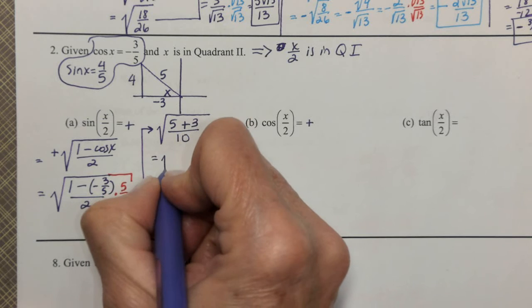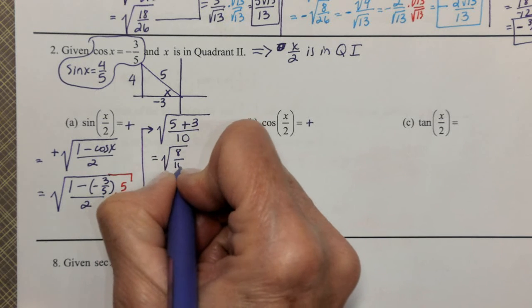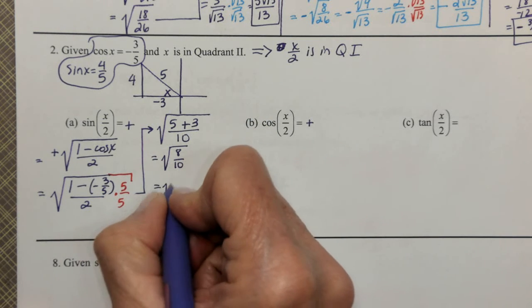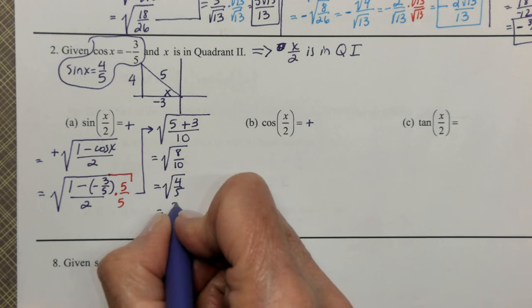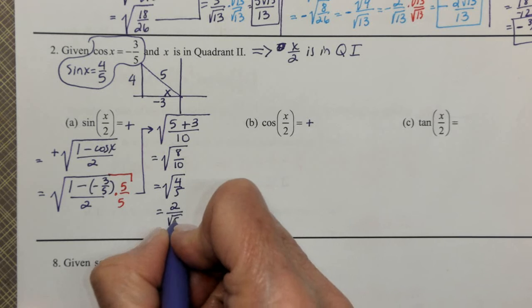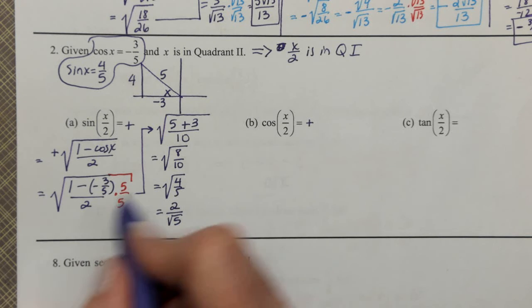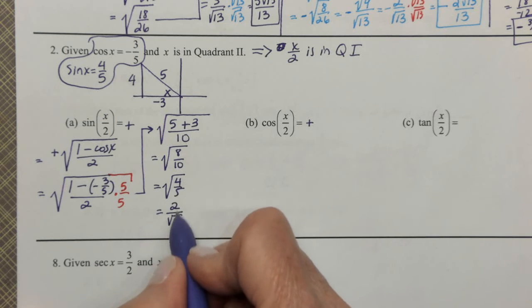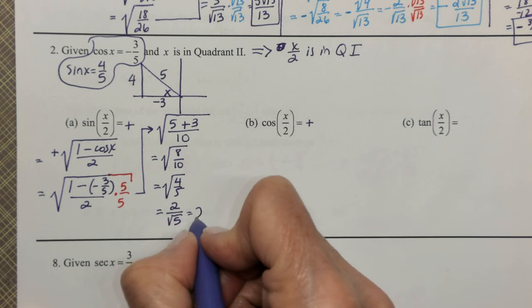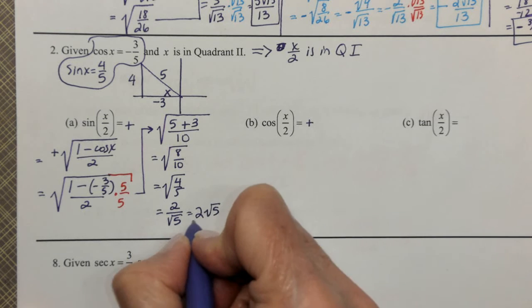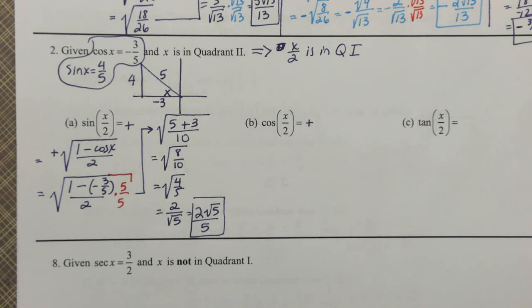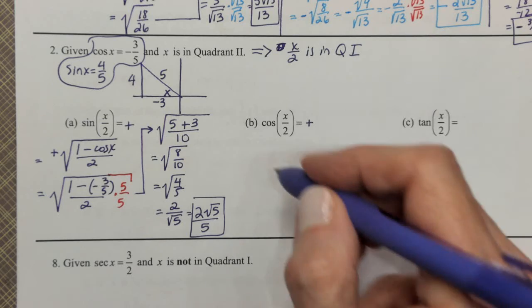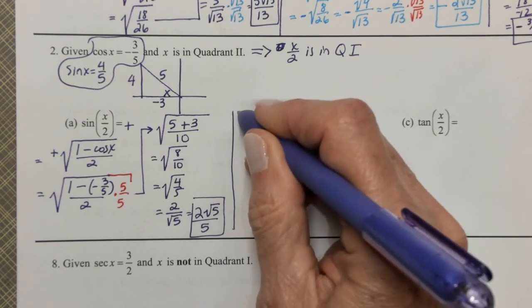And this is the square root of 8 over 10, which is the square root of 4 over 5, which is 2 over square root 5, because the square root of 4 is 2. And this is 2 square root 5 over 5. Okay? Cosine.